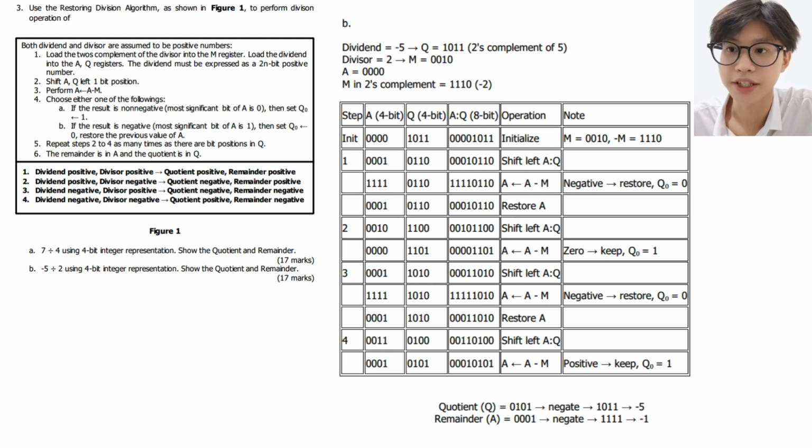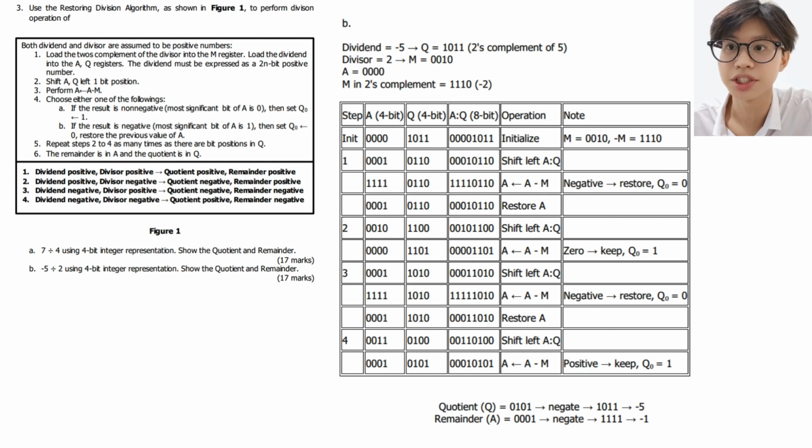Final shift, AQ becomes the result. Subtract M, then we'll get 4 zeros, which is a positive. So we keep it and set Q0 to 1. Quotient in Q is 0, 1, 0, 1, which is 5.